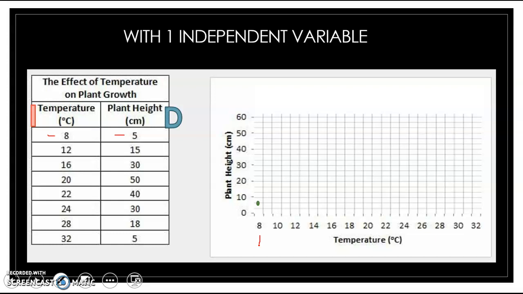And then you just keep going. So at temperature 12, you're going to go all the way up to 15. So your dot should be about there. You're going to keep going. So temperature 16, go all the way up to 30.